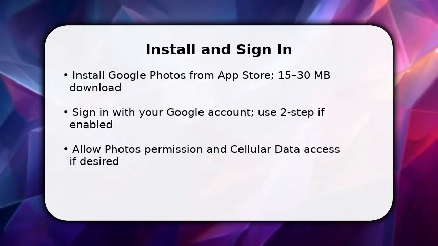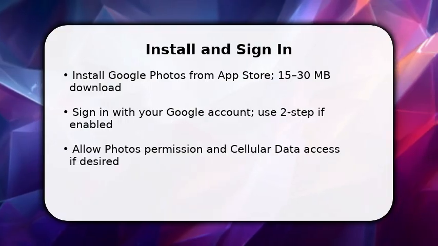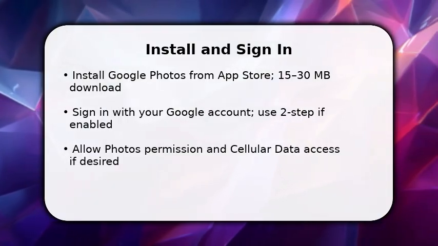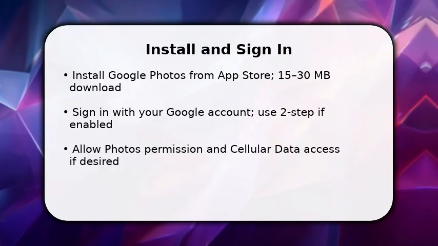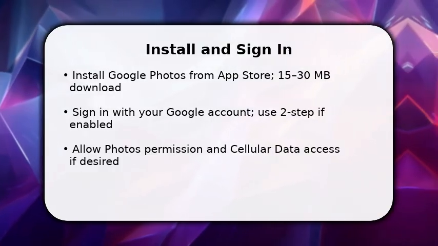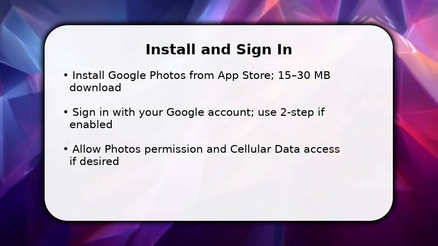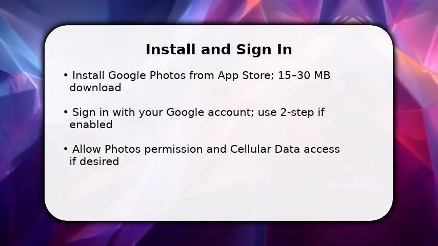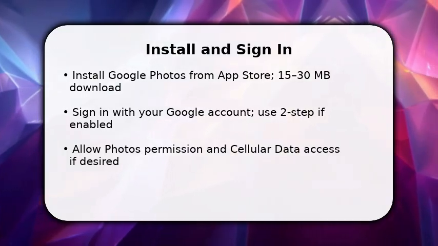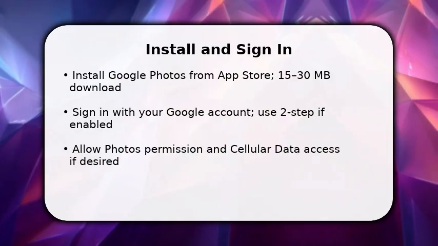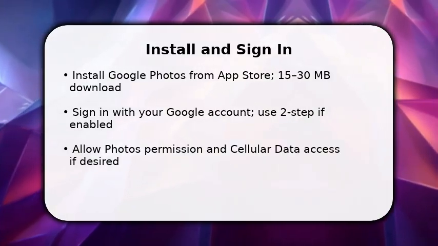You start by installing Google Photos and signing in so your library can appear. Once done, grant the app permission to access your iPhone photos and enable cellular use if you want immediate syncing. Make sure you sign in to the same Google account that stores your photos, otherwise nothing will show. Also check iOS notifications so upload prompts appear.